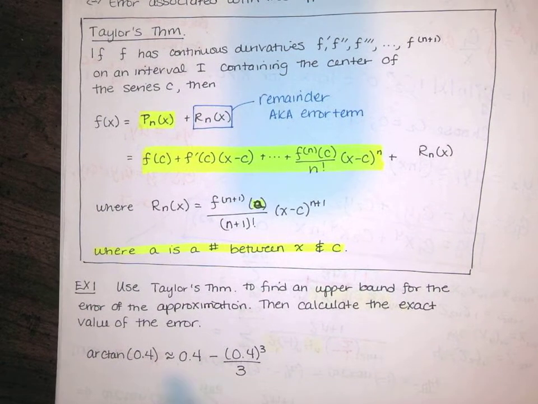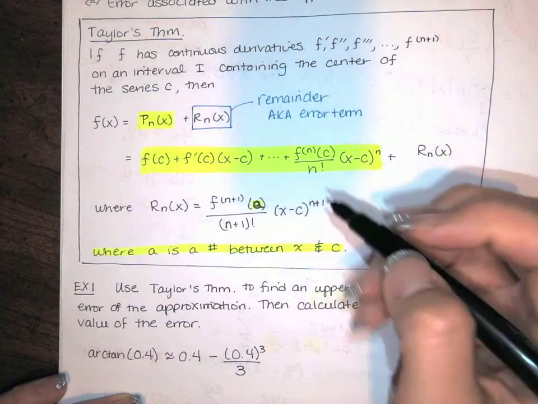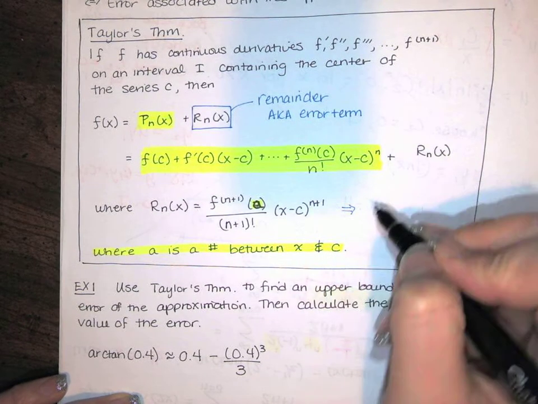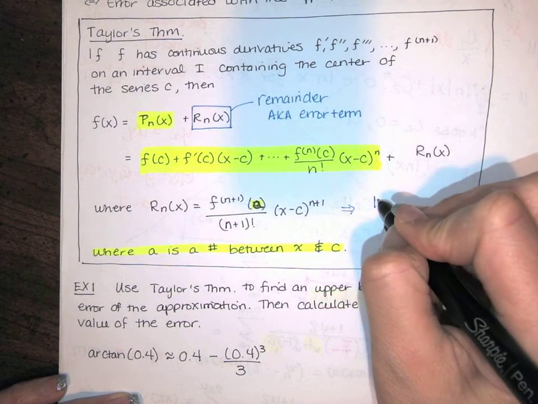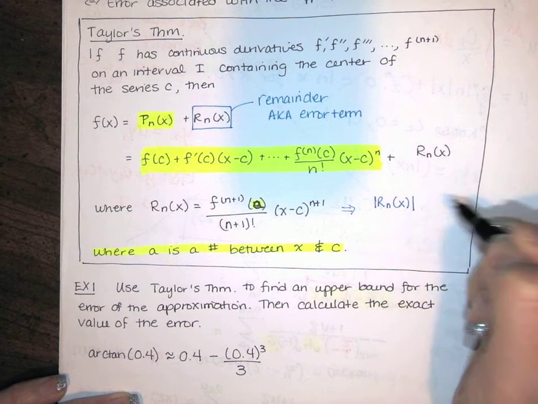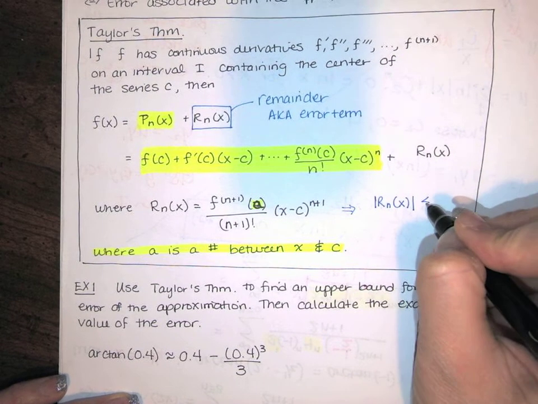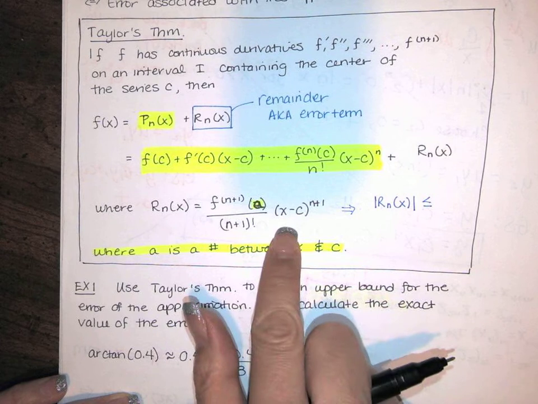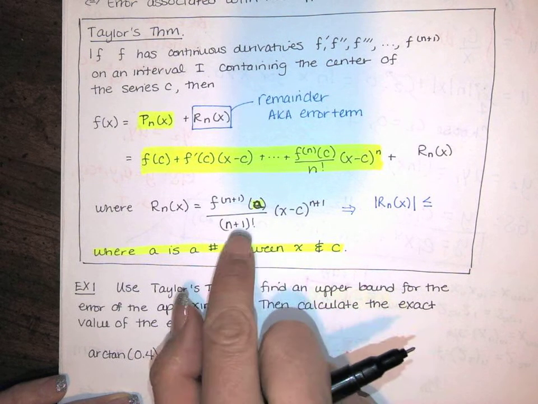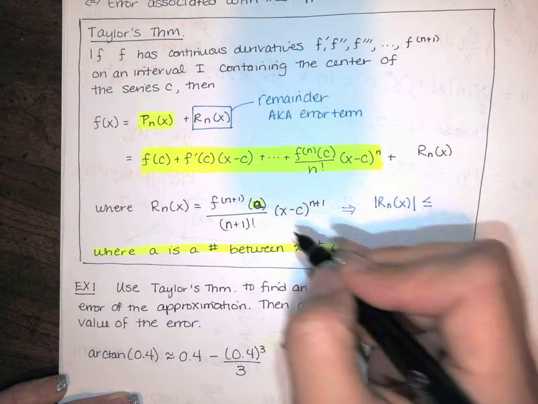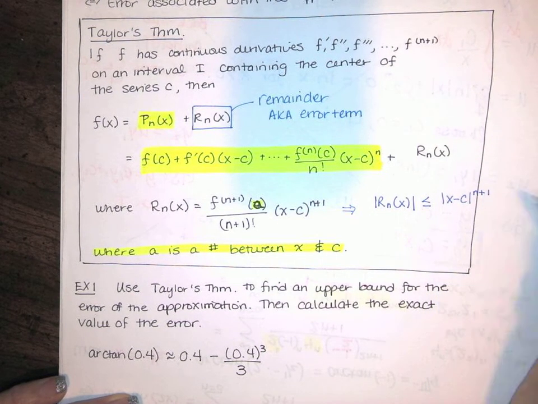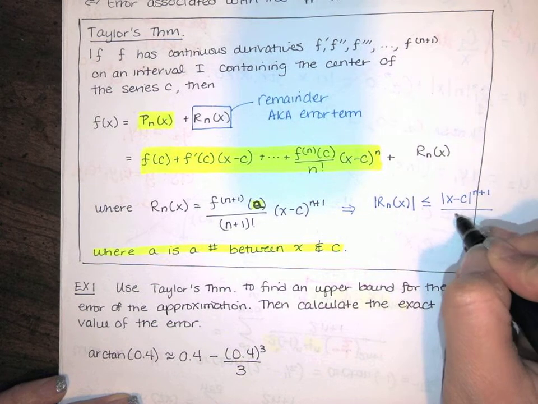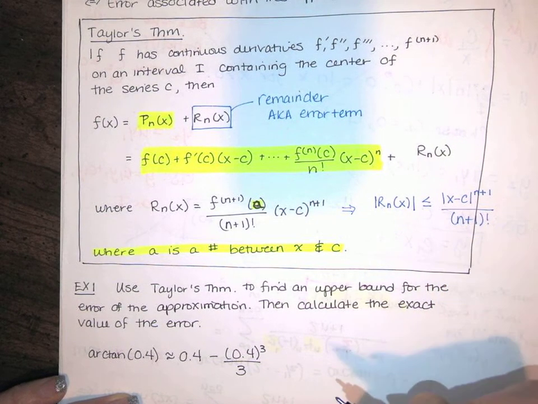So let's do some examples. And actually, let me write down that implication that I was talking about. If this is the form of the error, then the absolute value of the error, well, that has to be less than or equal to the maximum value of this. So this absolute value of x minus c to the n+1, well, it depends on whether that x minus c is positive or negative, so I can just put that in absolute value. n+1 factorial is always positive, so we don't need that absolute value there.